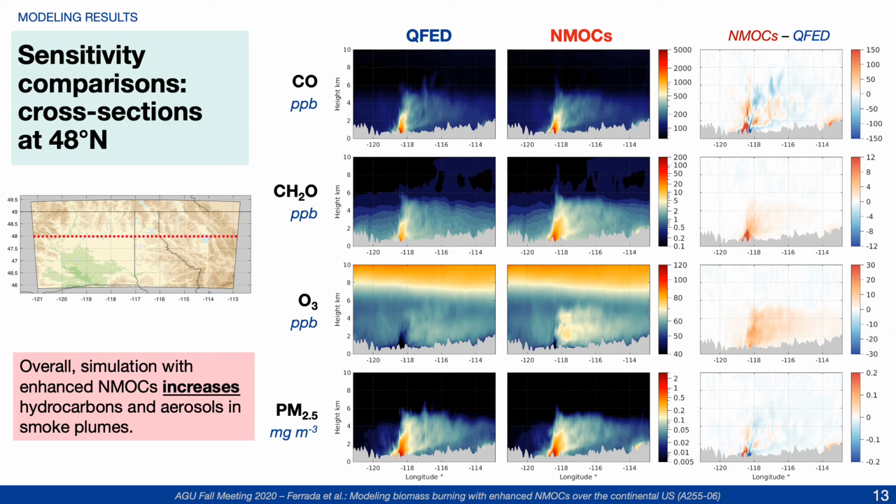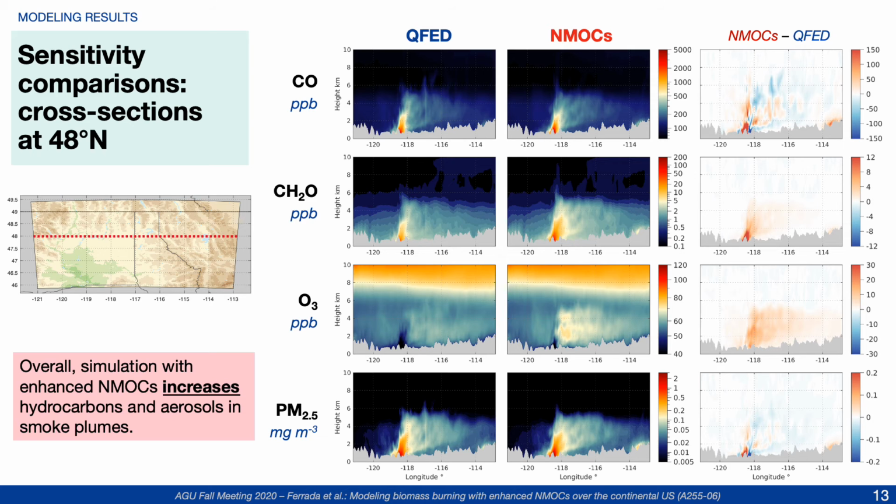Perhaps a better way to see the increase in hydrocarbon species and all its derivatives is shown here with cross-sections from the surface to 10 kilometers altitude at 48 degrees north. This latitude is the approximate location of the Williams Flat Fire. Here we also include formaldehyde in our analysis, and results show that all hydrocarbon species have an increase in the NMOC simulation, as the previous slides also showed.